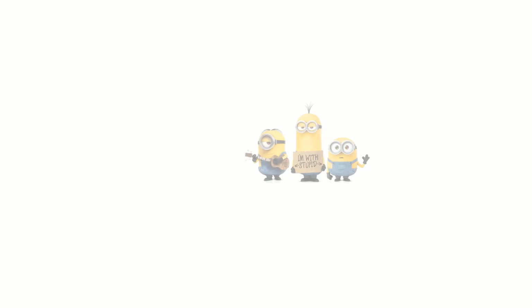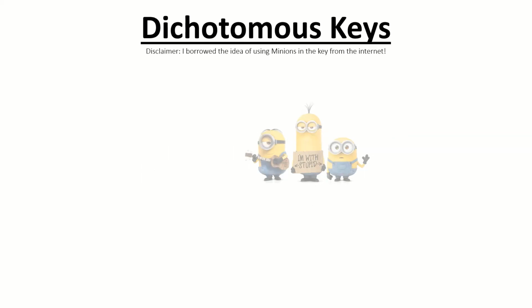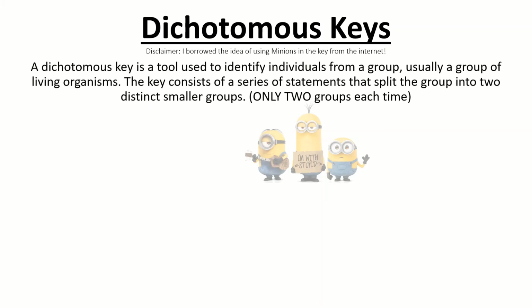In this video, I'm going to teach you how to make and how to use dichotomous keys to identify individuals from small groups of organisms. We've been studying classification up to now and how Linnaeus used the kingdom, phylum, class, order, family, genus, and species to separate out all living organisms and identify different species. This tool, a dichotomous key, is just used to separate smaller groups and identify different individuals in that group.